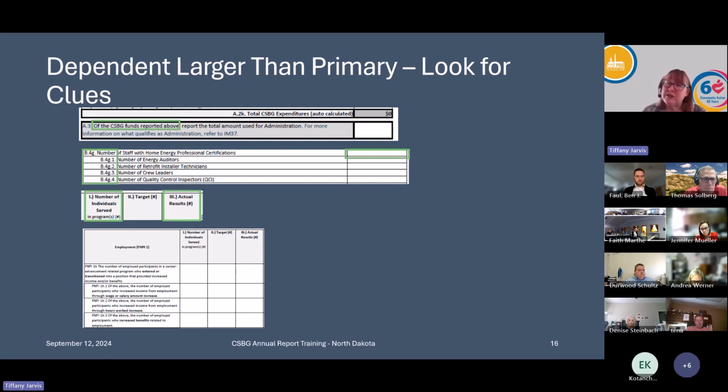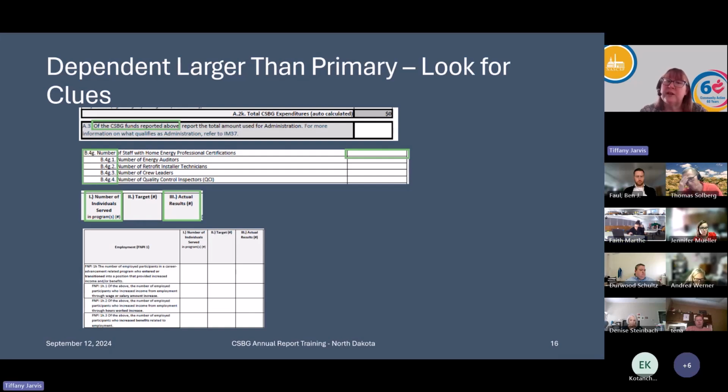In that particular case, you're going to put 1 under 4G4. So 3 staff, unduplicated. 4G1 is unduplicated, that has the energy auditor certification, and 4G4 is the unduplicated that has the quality control inspector, the QCI. If you added those together, you would get a total of 4. But those don't get added together.